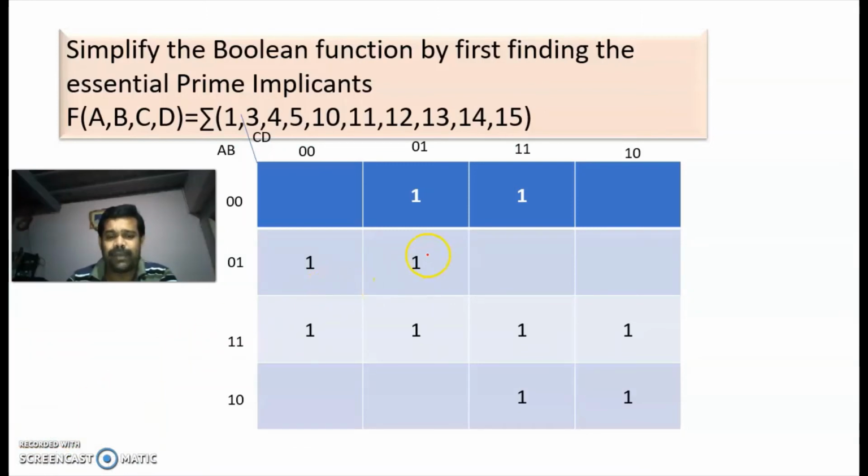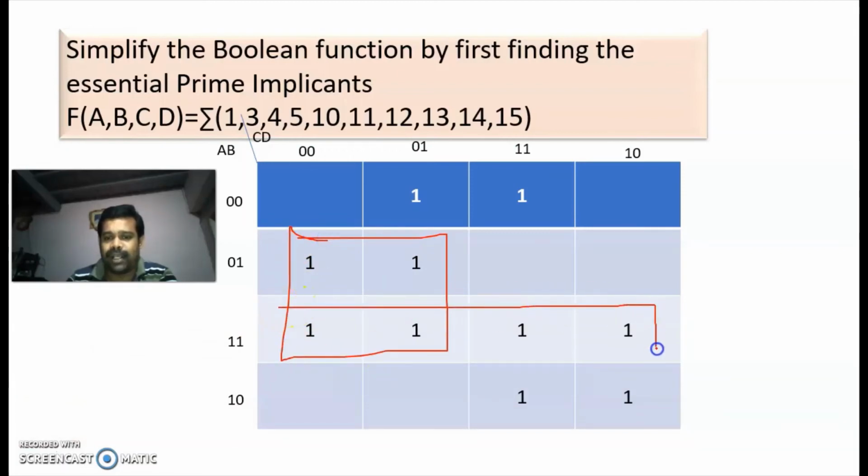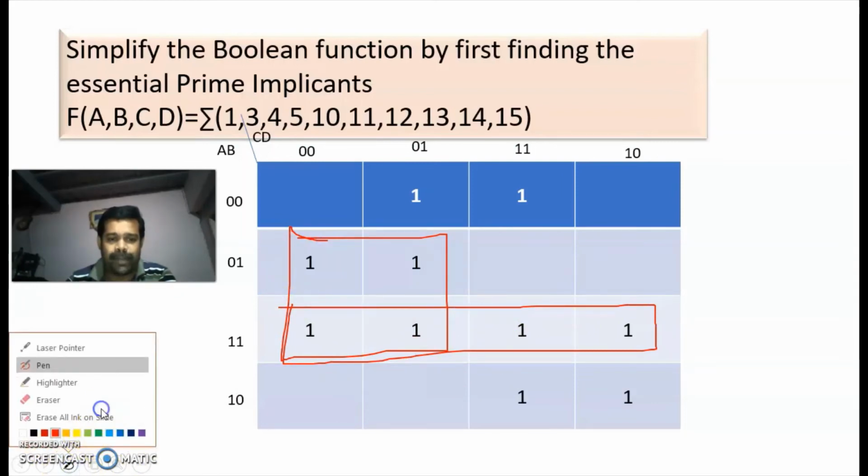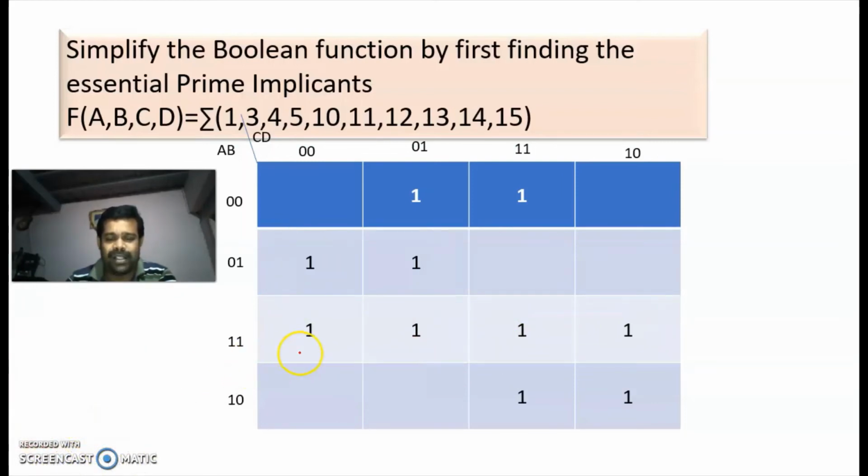Next, I'm coming for this one. Either I can group in this way, or this way, or this way. So for this one, there is no possibility of an essential prime implicant. Now I have checked this one. I can group like this, or like this. So there is no possibility of an essential prime implicant for this one.